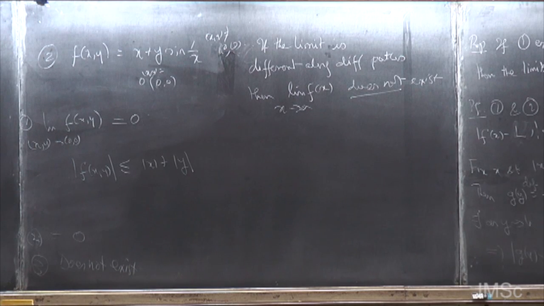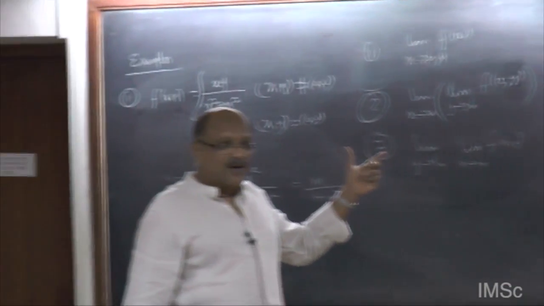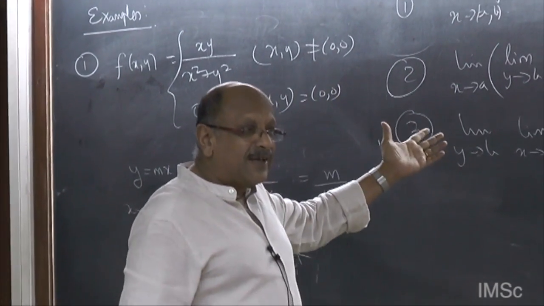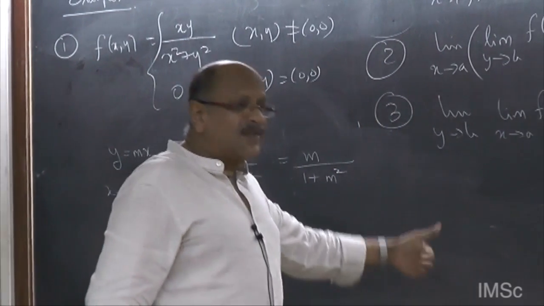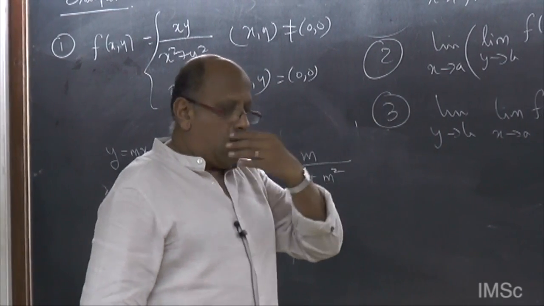Now you can immediately interchange the roles of x and y in this example. So you will get 1 exists and is equal to 0, 3 exists, but 2 does not exist.